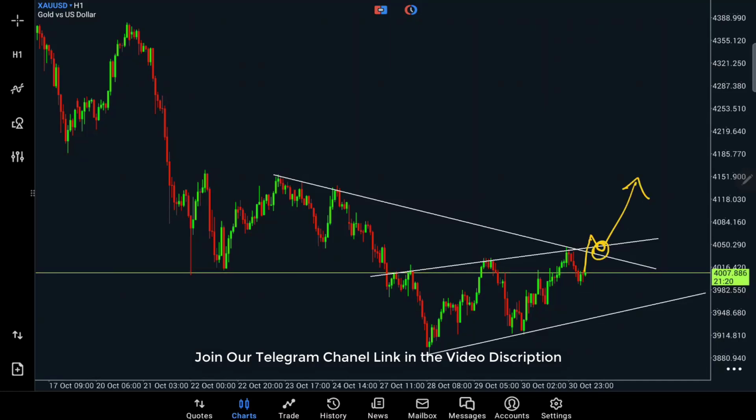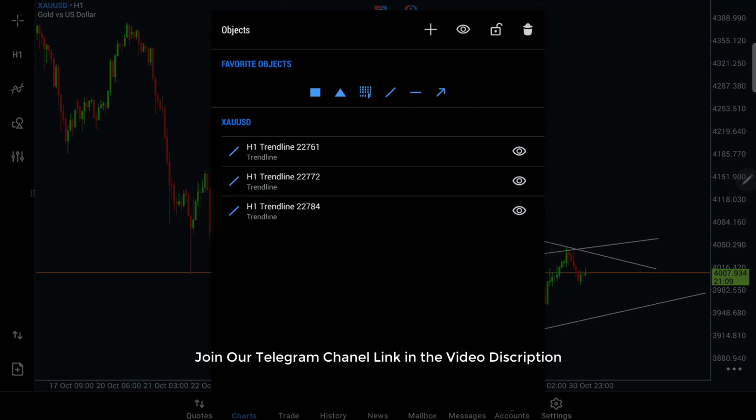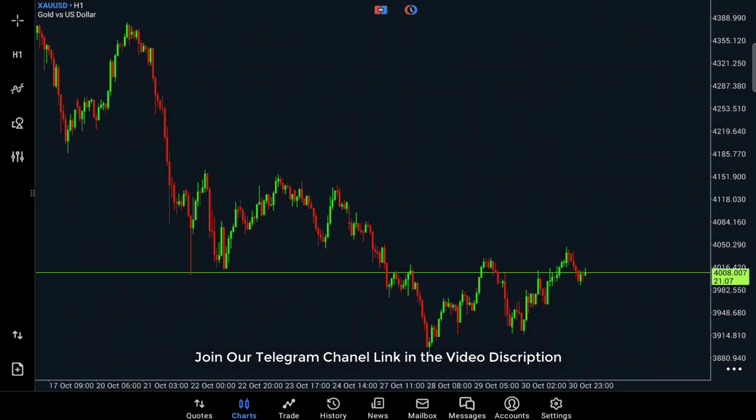Otherwise, another scenario can happen here, it can give us a bearish breakout, then we have to wait for the pullback, then we can take the buy entry. So that can happen, and that is the current scenario for the H1 time frame. So let's remove all of the H1 time frame.